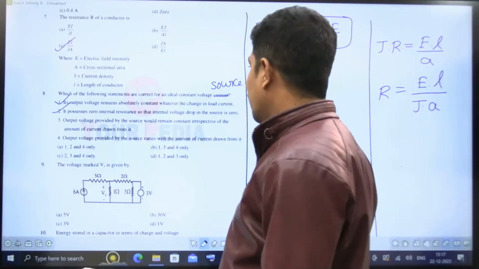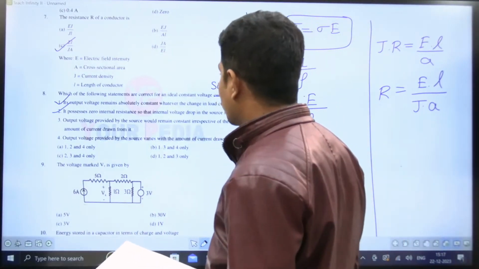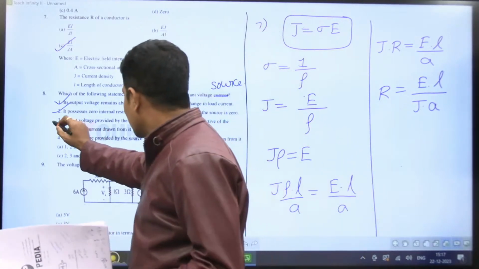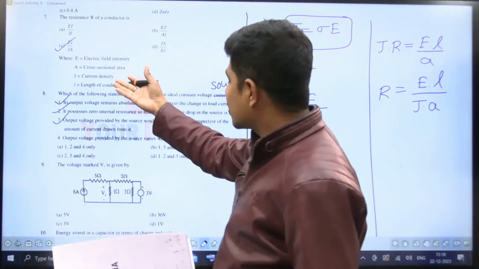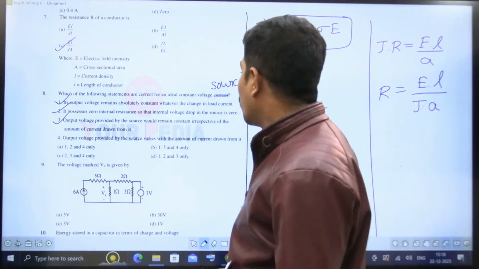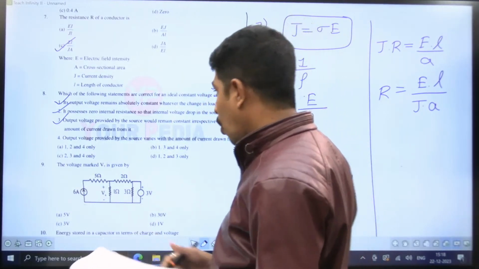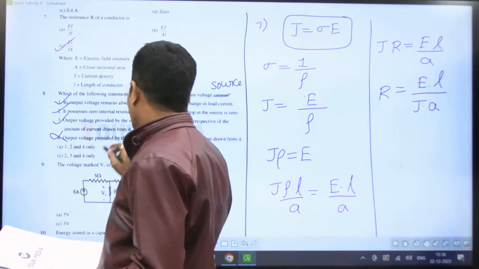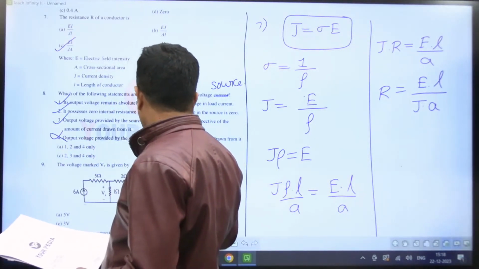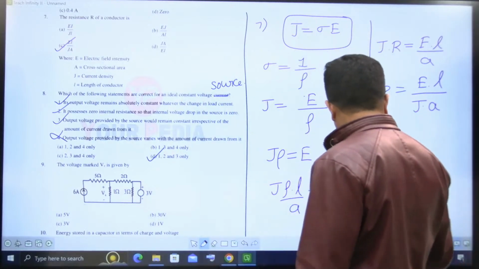Third statement: the output voltage provided by the source would remain constant irrespective of the amount of current drawn from it. Yes, the third is also correct. In fact, the first and third statements are both the same. Fourth one: the output voltage provided by the source varies with the amount of current drawn from it. No, this is wrong. So the option is D: 1, 2, and 3.